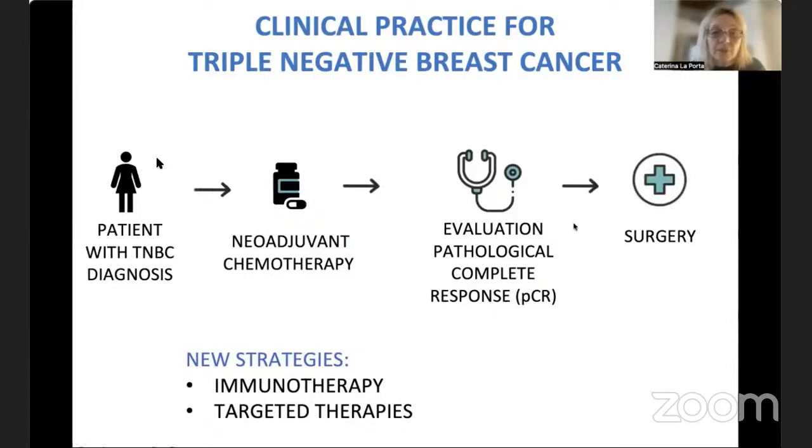So it's now possible to use Ariadne to understand which patients can be used maybe for chemotherapy or for other treatments. And of course, what we want to know now is how Ariadne works with immunotherapy and targeted therapies.